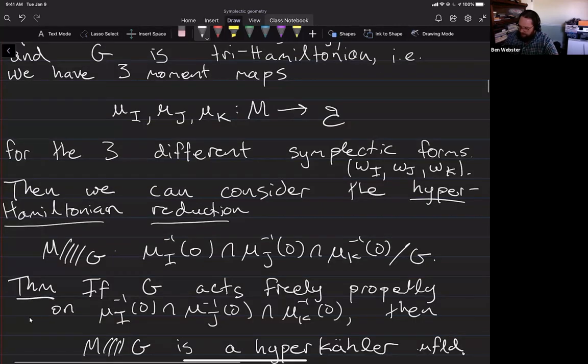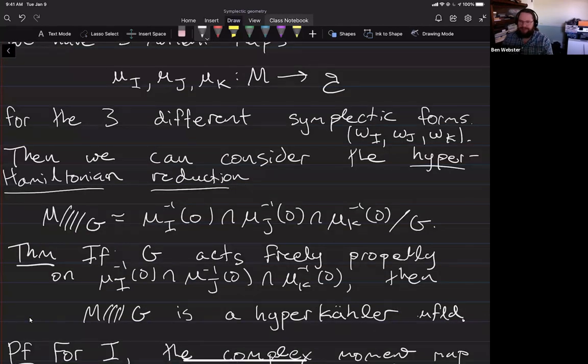So the hyper-Hamiltonian reduction is what happens when I take the pre-image of zero for mu I, mu j, mu k, intersect all three of those, and then mod out by the group G.